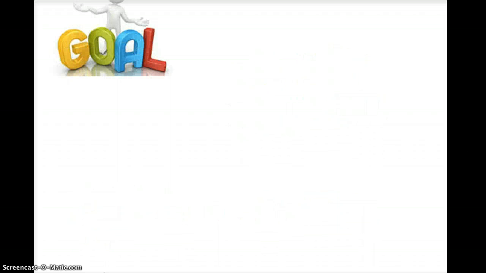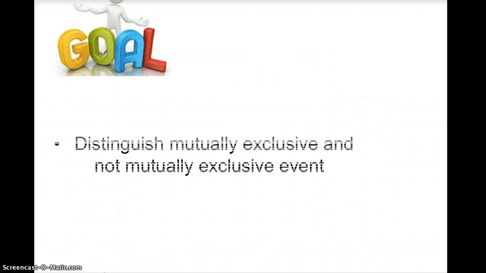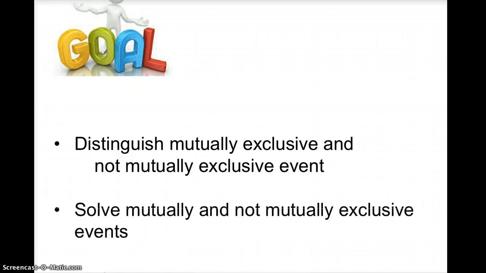In this video, your learning goals are to learn to distinguish a mutually exclusive and a not mutually exclusive event. The second one is to learn to solve mutually and not mutually exclusive events probabilities. Okay? So let's talk about mutually exclusive events first.